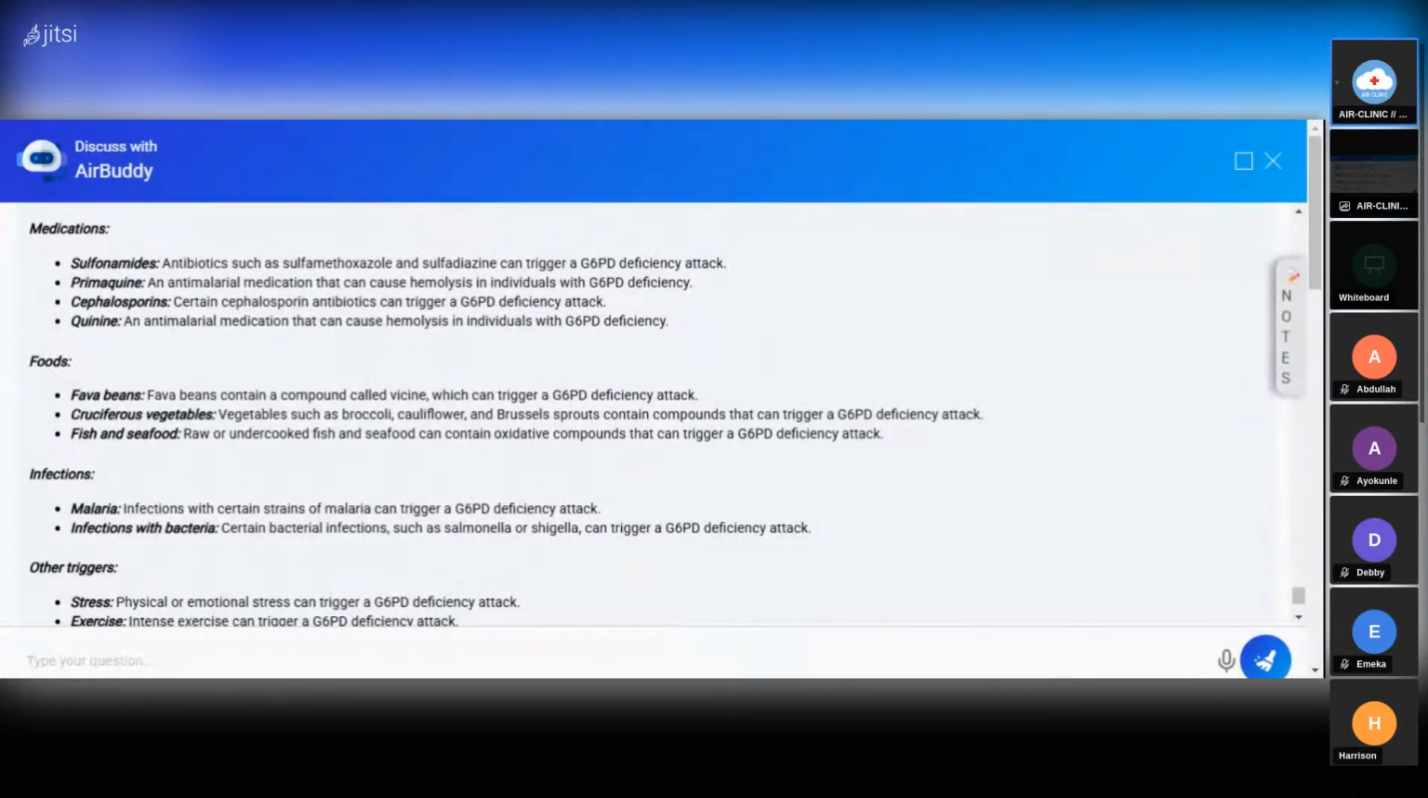You'll easily be able to produce a lot. Okay, sulfonamides, sulfur containing medications, have interaction with a lot of allergies, like toxic epidermal necrosis, things like that. There's a lot of allergies to these sulfonamides, so always expect it. Primaquine is also an anti-malarial. Cephalosporins, quinine is also another anti-malarial that has high trigger.